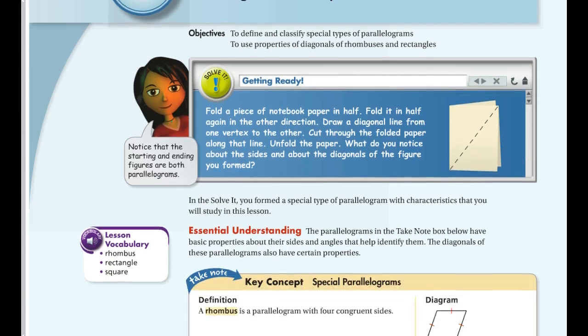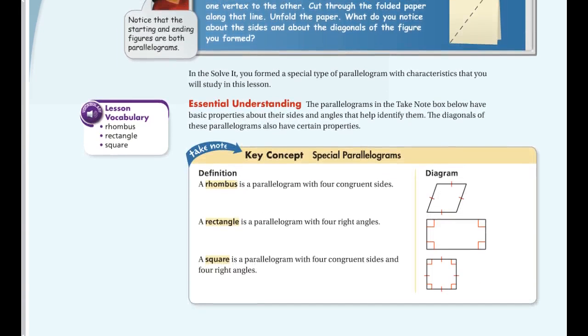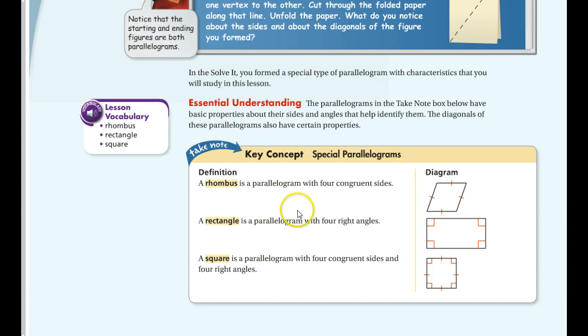Some of the most important concepts are, first of all, the definitions of rhombus, rectangle, and square. A rhombus is a parallelogram. And remember, the definition of a parallelogram has two pairs of parallel sides. A rhombus is a parallelogram that has four congruent sides. A rectangle is a parallelogram with four right angles, and a square is a parallelogram with four congruent sides and four right angles. So, in essence, a square is really a rhombus and rectangle combined.